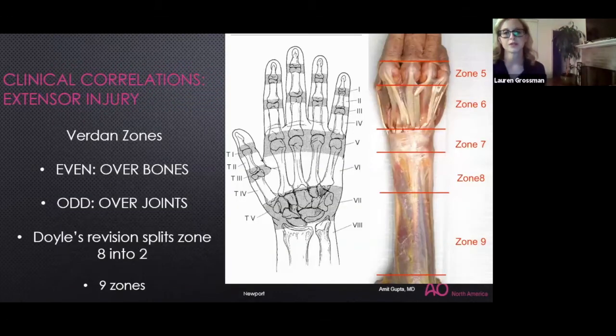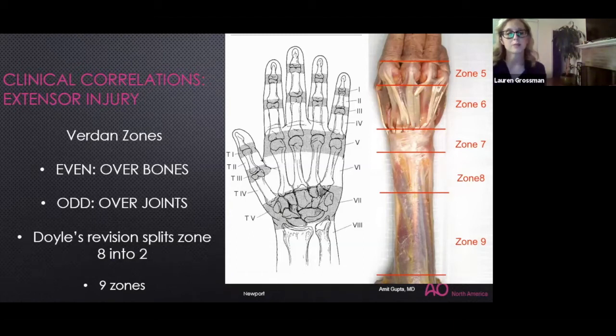Other important things to note on the dorsum of the hand, as we were talking about extensor tendons, are extensor tendon injuries. And we see here a drawing of Verdun zones. What's important about these is to know the zone of injury. The purpose of knowing the zone of injury is to determine how you treat the patient. How are you going to fix this surgically or not surgically? How are you going to splint the patient? Are you going to splint the patient? What is your rehab for the patient, and so forth?